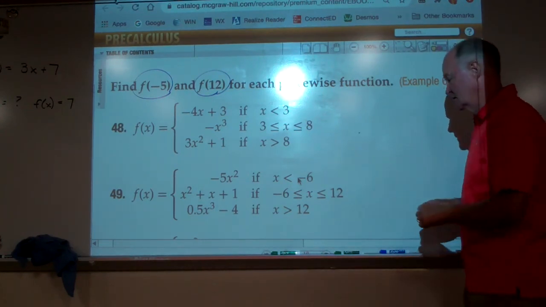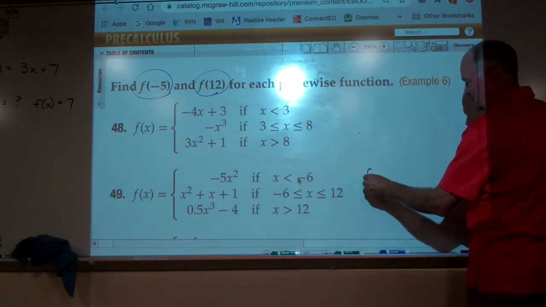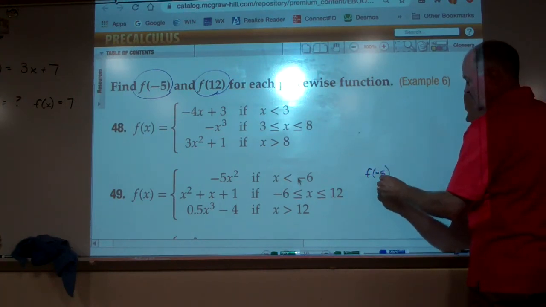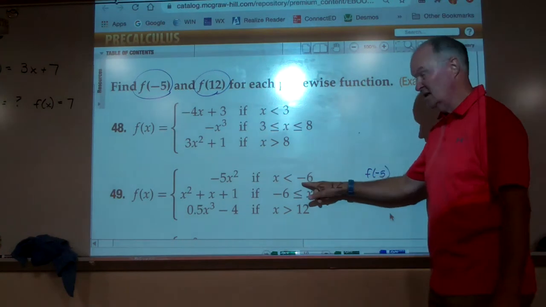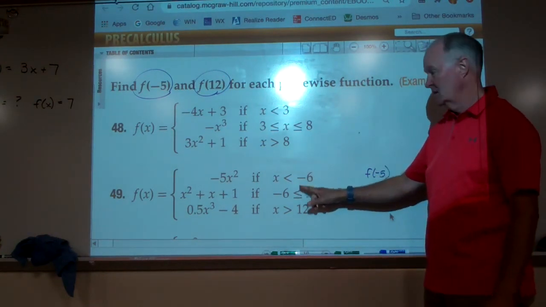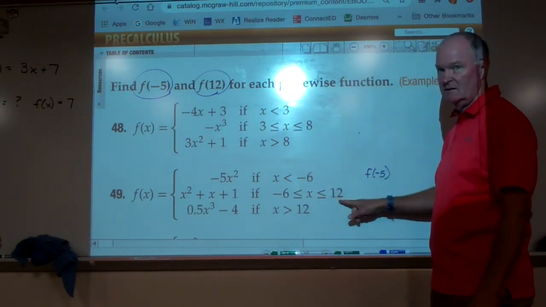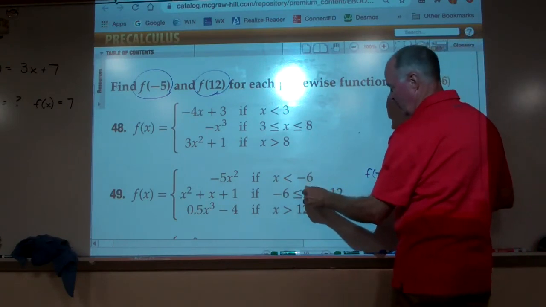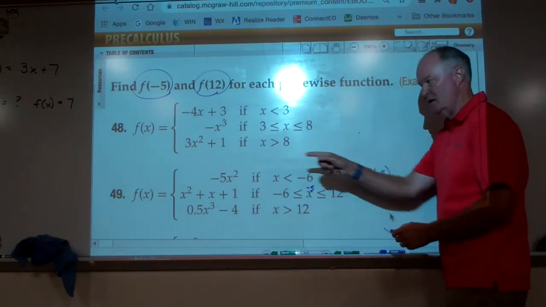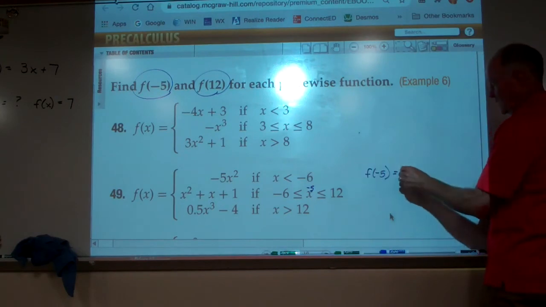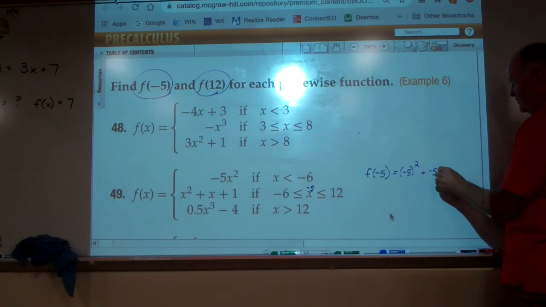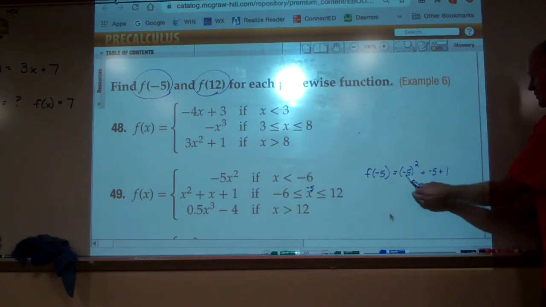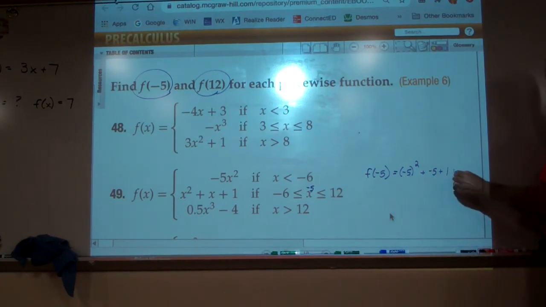So first, I want to find f of -5. So given on number 49, where does -5 fit? Is it less than -6? It's actually between -6 and 12. So -5 is here. That goes there. So now I'm going to do -5 squared plus -5 plus 1. That's 25 minus 5. So I want to get 21.